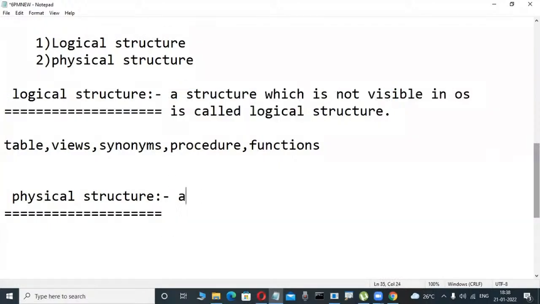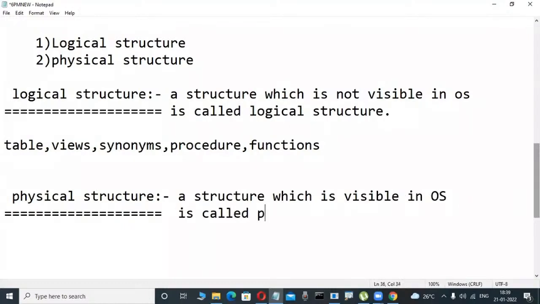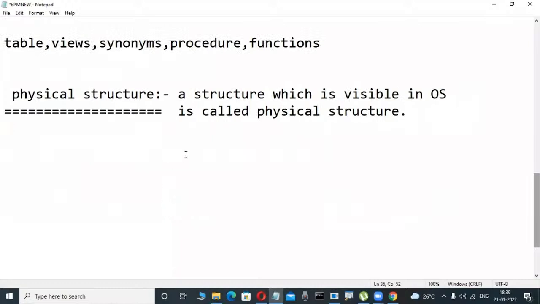So don't write it down yet, observe it here. A structure which is visible in the operating system, visible in the OS, is called a physical structure. Who are the persons working in this physical structure? It's a big concept. I'm telling the definition side only, because I will tell you which definition is correct. Now check it out: a structure which is visible in the operating system is called a physical structure.